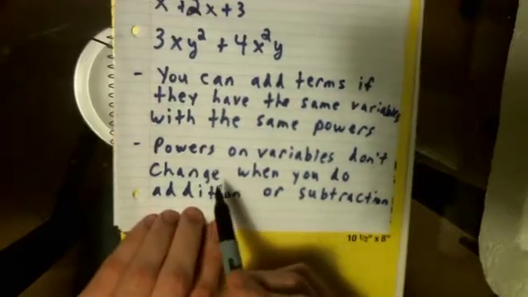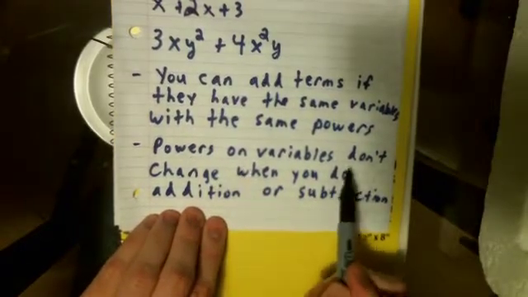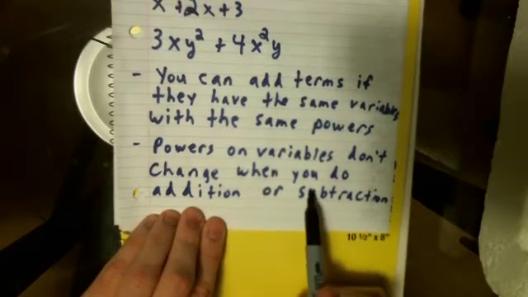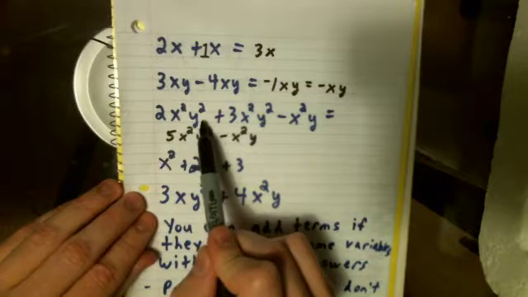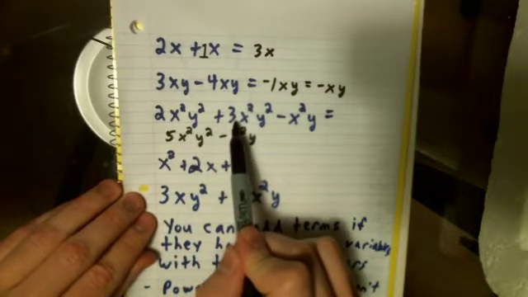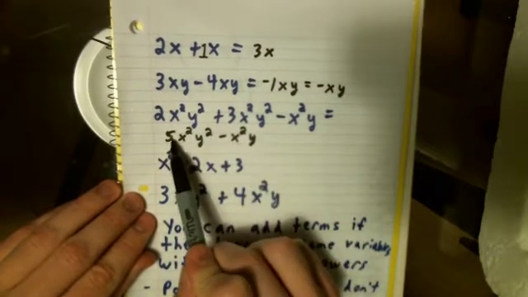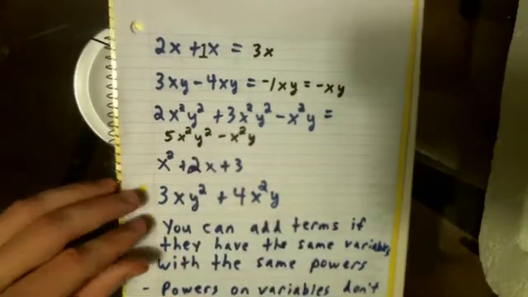Another important point here is that powers on variables don't change when you do addition or subtraction. So back here, when we added 2x squared y squared with 3x squared y squared, we got 5x squared y squared. The powers didn't change.